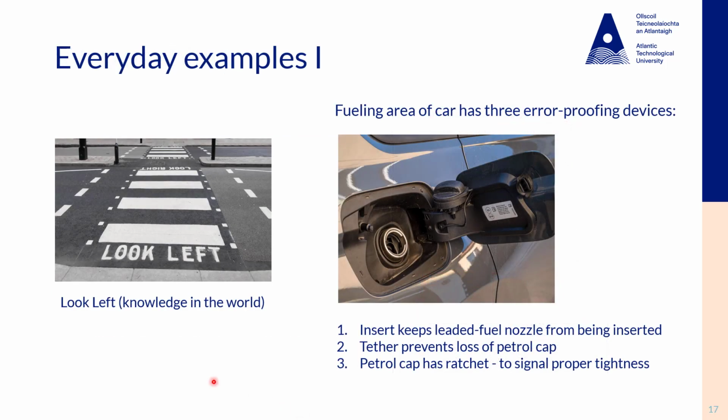Other everyday examples. Again, you don't need to read a standard operating procedure to cross the road, particularly in big cities. It tells you whether to look left or look right. Petrol cap, the nozzle will only accept petrol. There's a tether to prevent loss of the petrol cap, and there's a ratchet so you don't over tighten it. And these have been improved subsequently, whereby you don't even have a petrol cap, it's integrated into the door, or if you have an EV, you don't have petrol anymore.